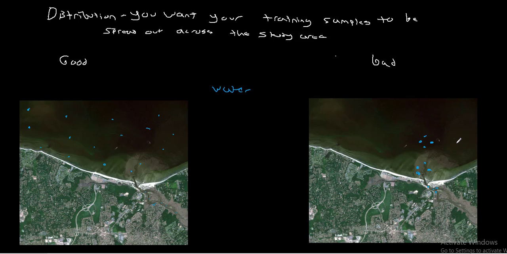So distribution and completeness kind of go hand in hand. Completeness is talking about covering the spectral range. Distribution is talking about covering the physical range. This one's a little bit easier to wrap your head around, I think. So hopefully that makes sense.